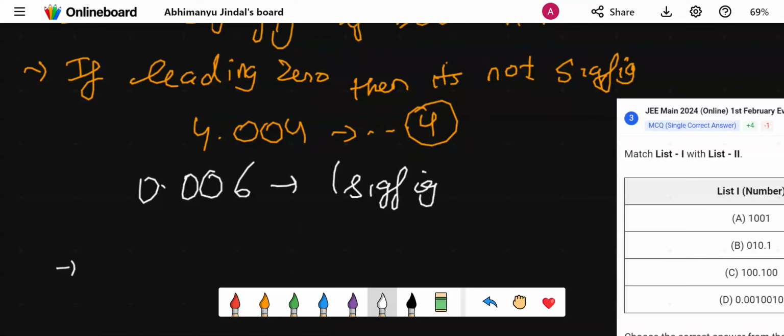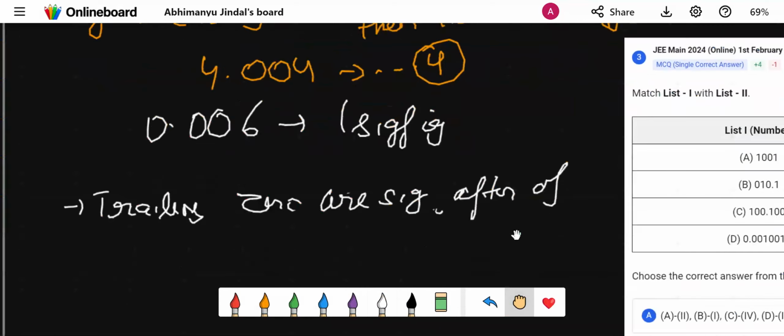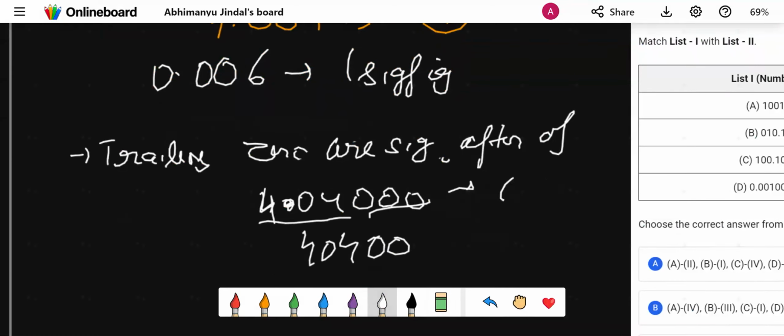Trailing zeros are also not sig figs. Sorry, my bad. Trailing zeros are sig figs after the decimal. So let's say here's 4.04000. Now because there's a decimal, therefore I can say there's six sig figs. But if it was 40400, then there's only three sig figs. Because if there's no decimal, then trailing zeros don't count as sig figs.